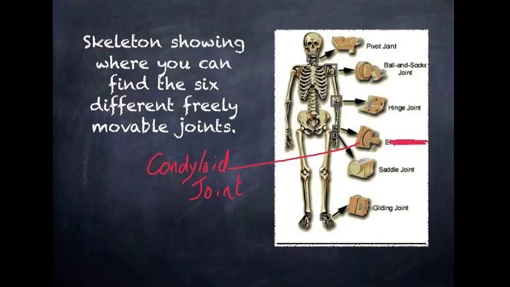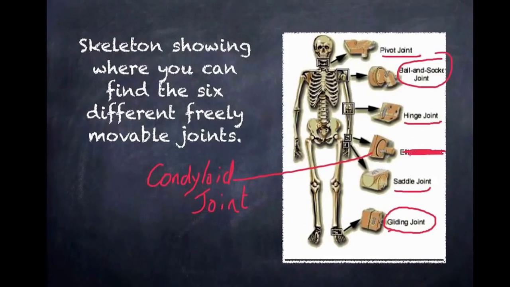So for example, the pivot joint, you can find it in your neck, between the top 2 vertebrae. Ball and socket joints, you can find in your shoulder and hip. Hinge joints, you can find in your elbow and knee. Condyloid joints, you tend to find in your wrist. Saddle joints, you find in your thumb. And lastly, gliding joints, you can find in your feet. These small bones in your feet move slightly over each other, and that's why it's known as a gliding joint.